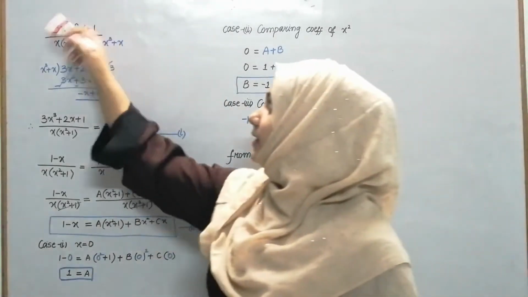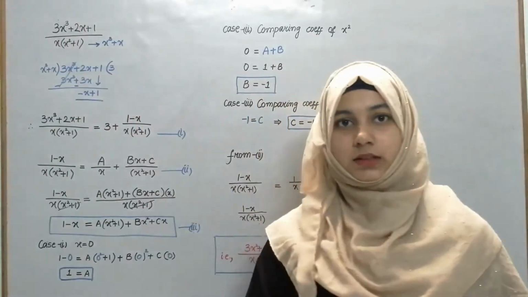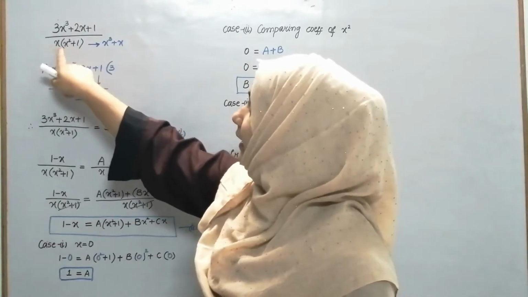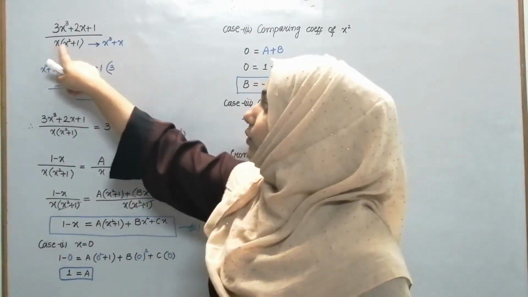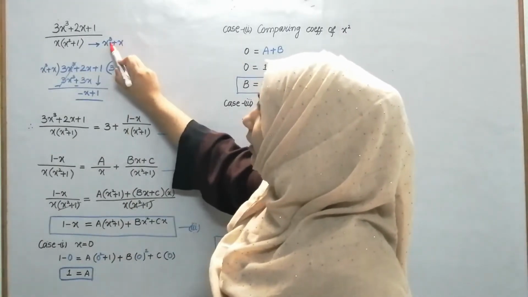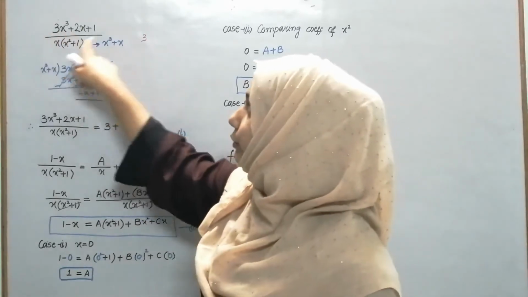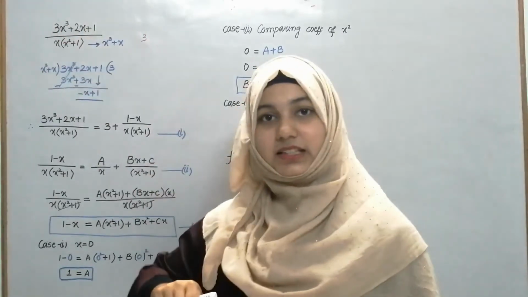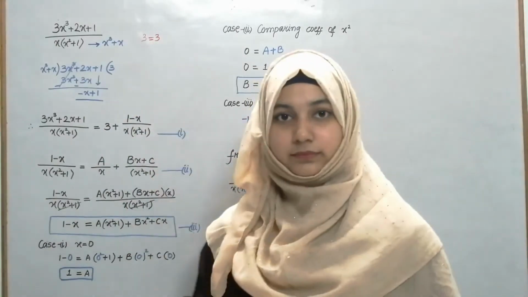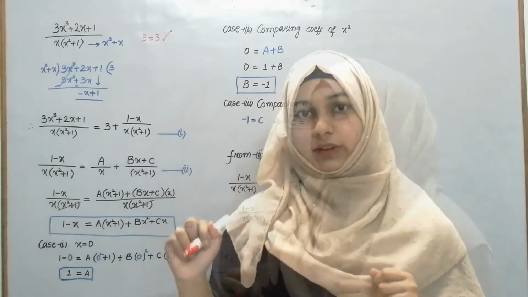Here, suppose this is my question: 3x cube plus 2x plus 1 by x into x square plus 1. So here if you see, if I multiply this x inside, x into x square is x cube, x into 1 is x, right? So here the highest degree is what? 3. The denominator is having the degree 3, and in the numerator as well, the highest degree is 3. So 3 is equal to 3. So that means this is an improper fraction.